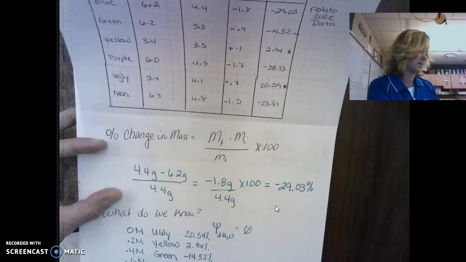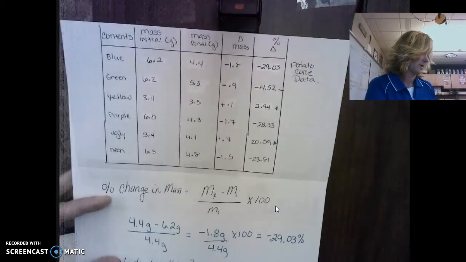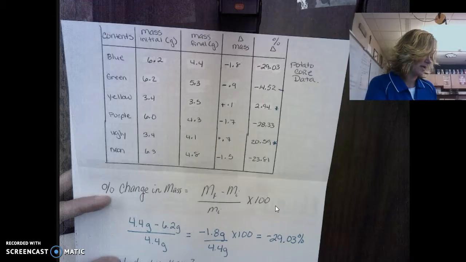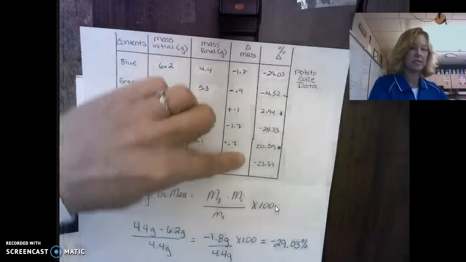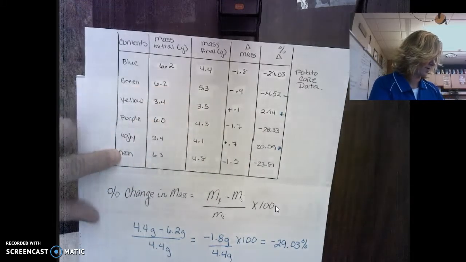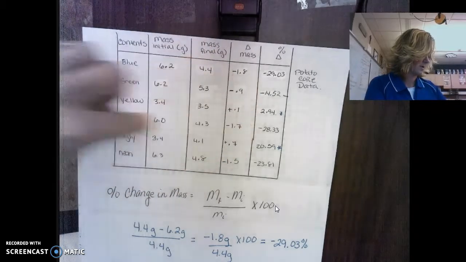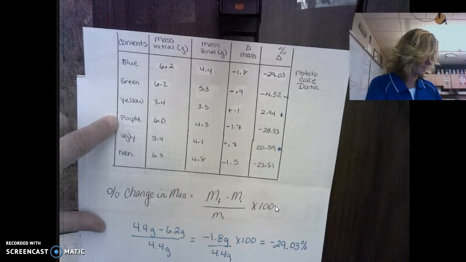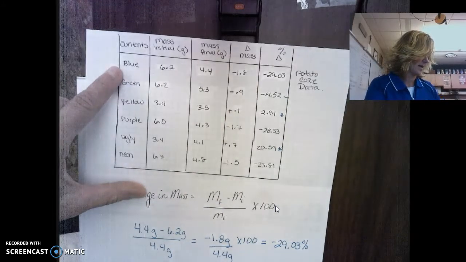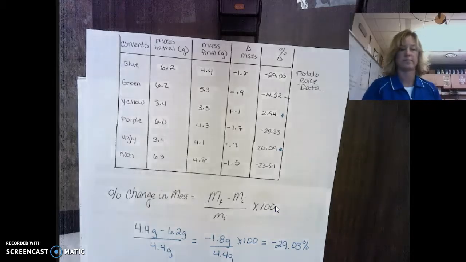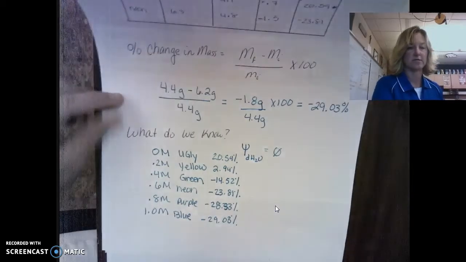Now I can continue on with the rest of my data. I should have negative 23.81%. My next one would be a negative 28.33%, and then negative 29.03%. I can match the colors of negative 23 up with the neon color. I can do the 28, there it is, with the purple. And then I can take the negative 29, and it will be the blue solution. So I have filled in the rest of my information right here.